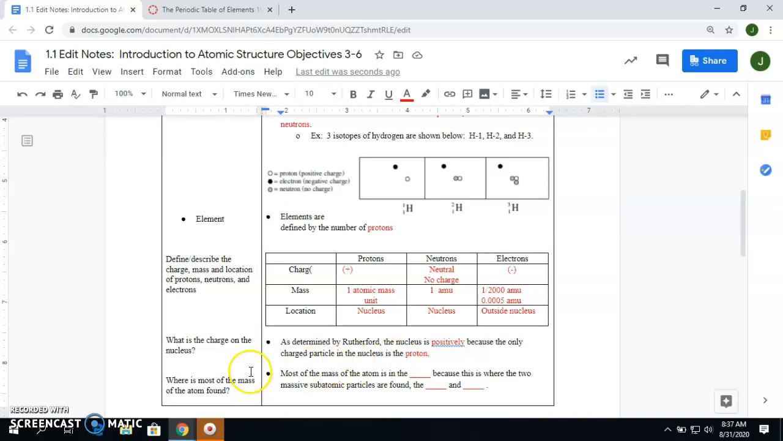Last question, where is most of the mass of the atom found? Well, if you take a look up here, we know that the protons and the neutrons are inside the nucleus, and we say that these are the 2 massive subatomic particles. So, most of the mass of the atom is in the nucleus, because this is where the two massive subatomic particles are found. And in particular, we're talking about the protons and the neutrons.